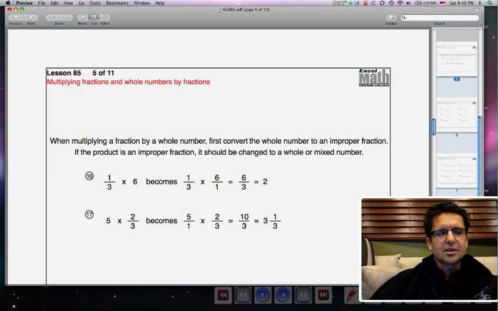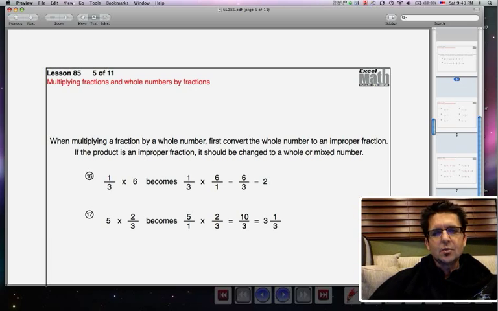Here's another one, number 17. 5 times 2/3 becomes 5 over 1 times 2/3. I need to have fractions for both of these. Now I have a numerator to multiply by a numerator, 5 times 2, which is 10, and a denominator, 1 times 3 is 3. 10/3 is equal to 3 1/3 because 10 divided by 3 is 3 with a remainder of 1, 3 1/3. All right, if you need to see that again, just rewind the video.